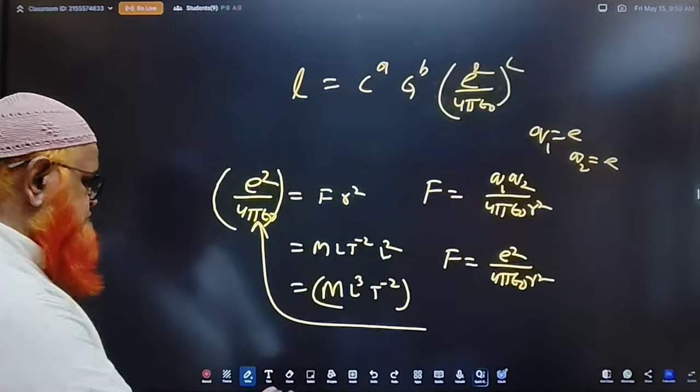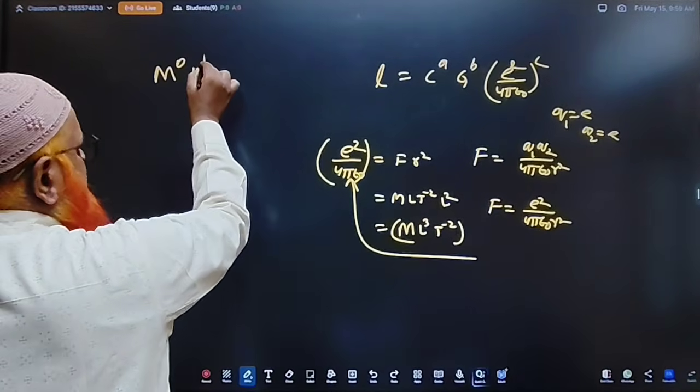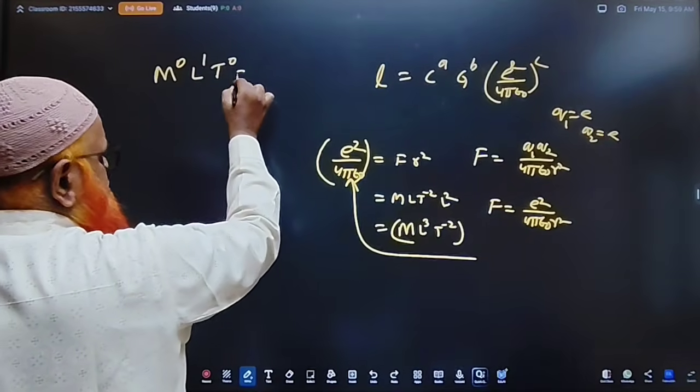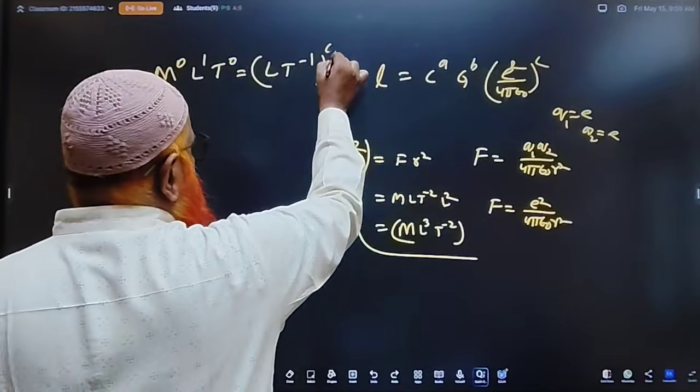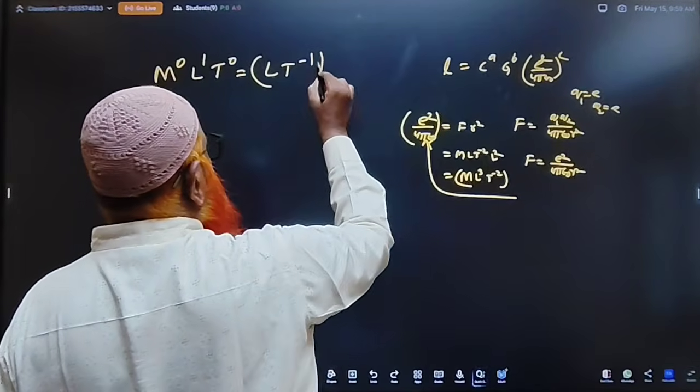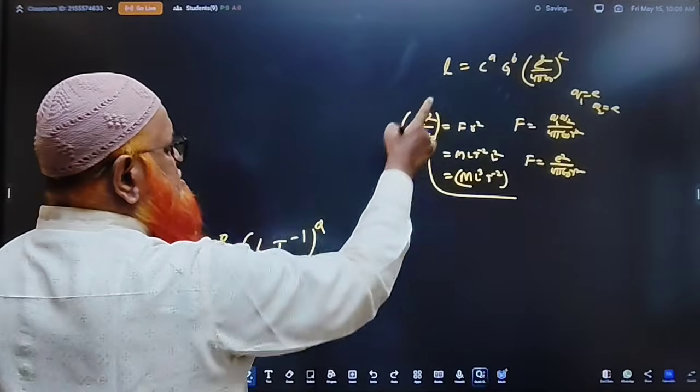So what am I going to do now? Length means M is not present, M power 0; L is present, L power 1; T is not present, T power 0. C means velocity of light, which is L T power minus 1, whole power a.